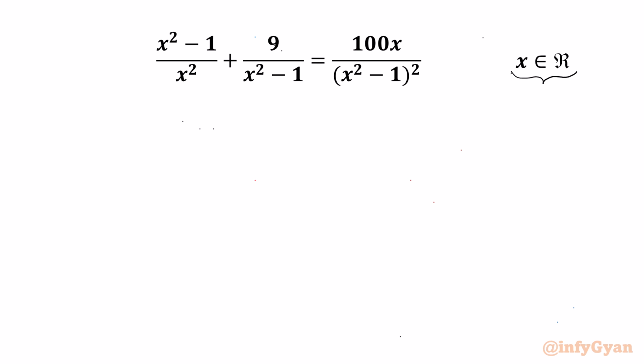So let's get started by writing our denominators cannot be 0. So x cannot be 0. x cannot be plus and minus 1.